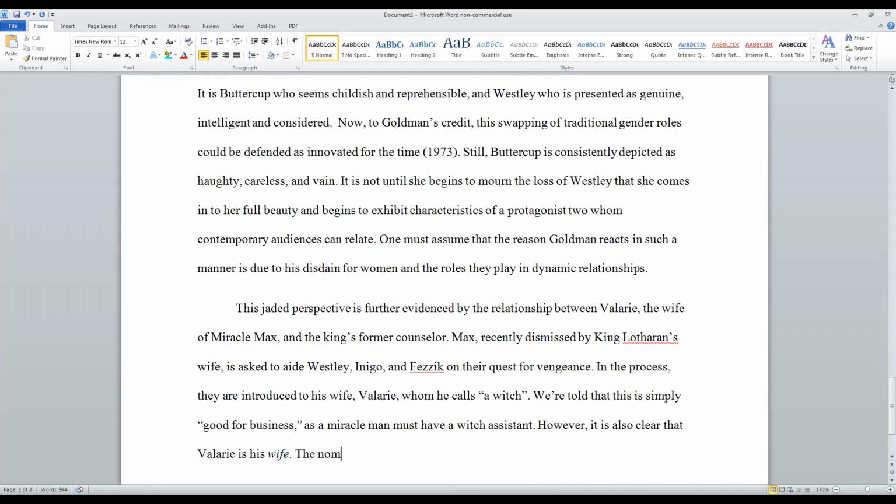the normalizing of such instances is clear evidence of a misogynistic misogyny.